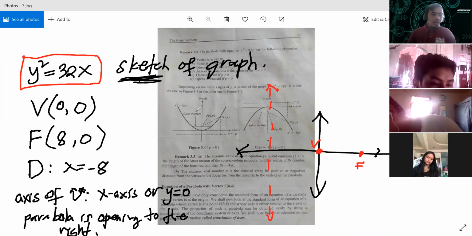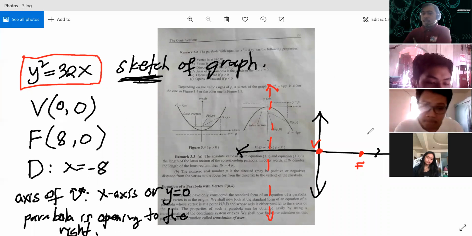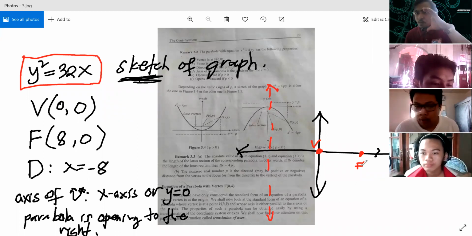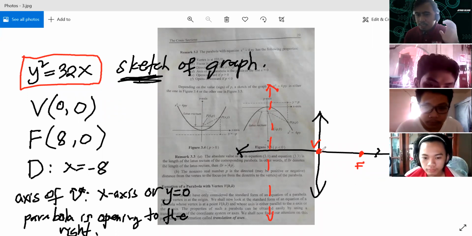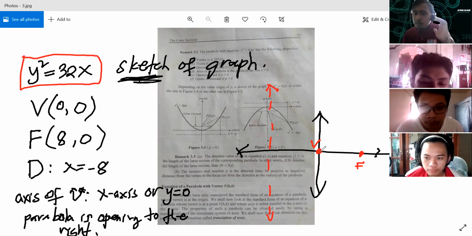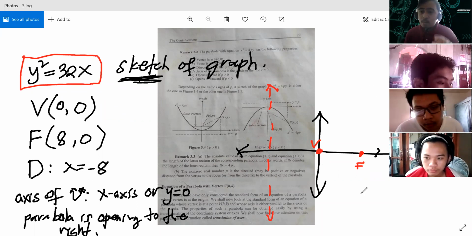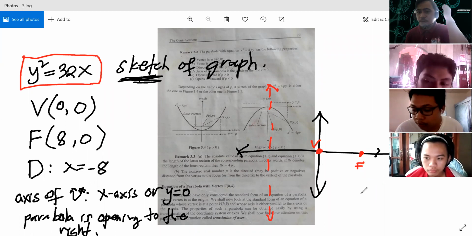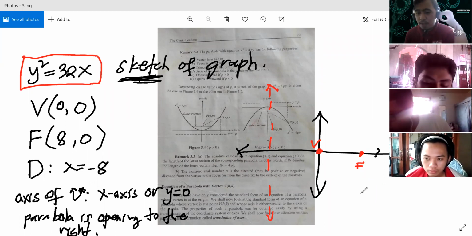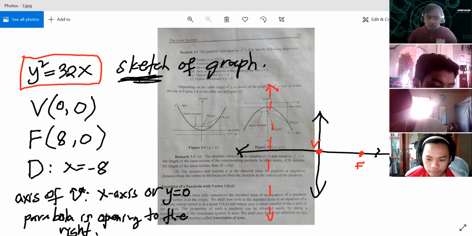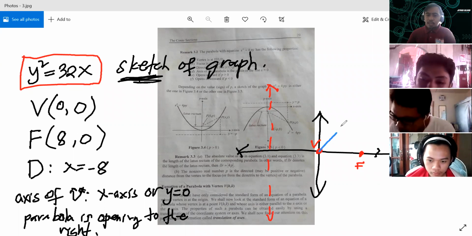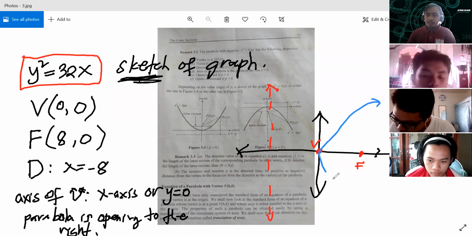Clear? So, the important thing to remember is that wherever the focus is, that is where your parabola opens toward. The vertex and the focus, your parabola will open toward there. It goes into your parabola, like the parabola swallows the focus. Clear? And it is also mentioned here that your parabola is opening to the right, so your parabola must look like this. Clear?